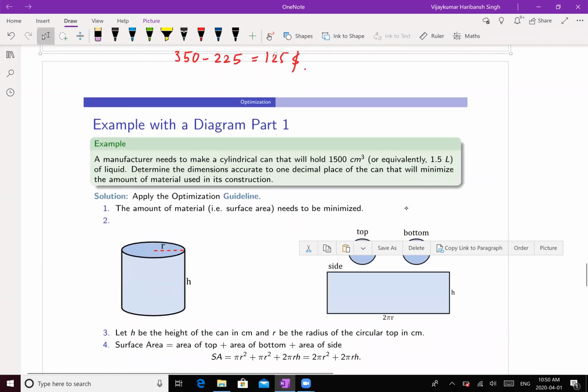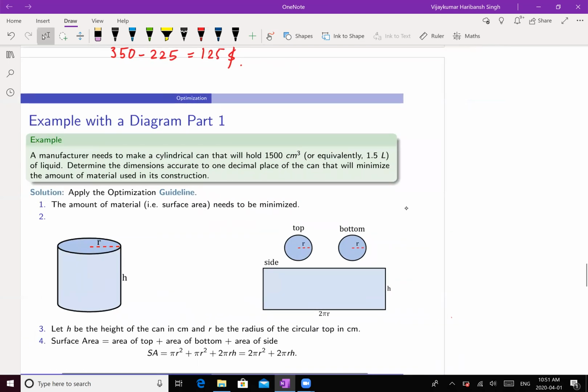Now let's read the following problem. A manufacturer needs to make a cylindrical can which will hold 1500 centimeters cubed, or 1.5 liters, of liquid. Determine the dimensions, accurate to one decimal place, that will minimize the amount of material needed for the construction. None of this information will be given to you. You're just given this problem, right?